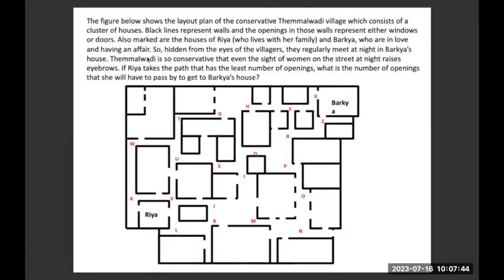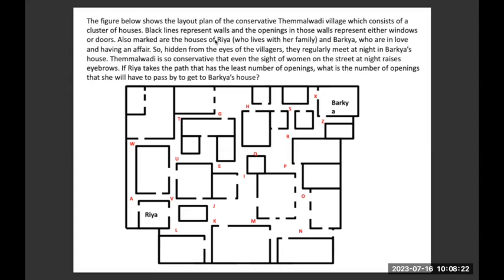What you're given here is a plan of a village. This plan of a village cluster consists of a number of houses. So this is one house. This is another girl Ria's house, and this is Barki's house. Likewise, there are a number of small houses with openings or with doors. The black lines represent walls, versus the openings in that wall, which are either a window or a door. But you have to consider them as some sort of an opening. It can be a door, it can be a window, like I said.